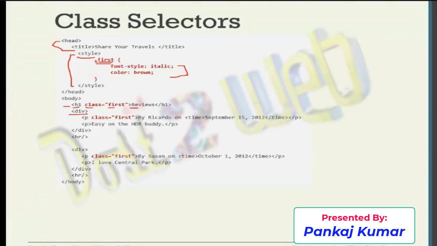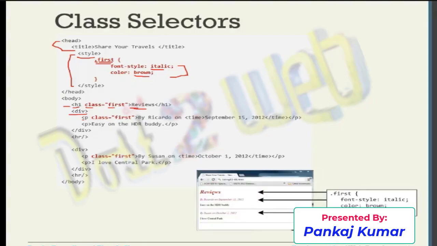In a similar way, I have defined another division tag, and I have used again a paragraph with class first. Just define it and finish it. You can see the result: the particular text, review, will be in italic style and the color will be brown, because we have defined the CSS for this. The second line and the fourth line are done the same way. This is the result you will get. This is the class selector.